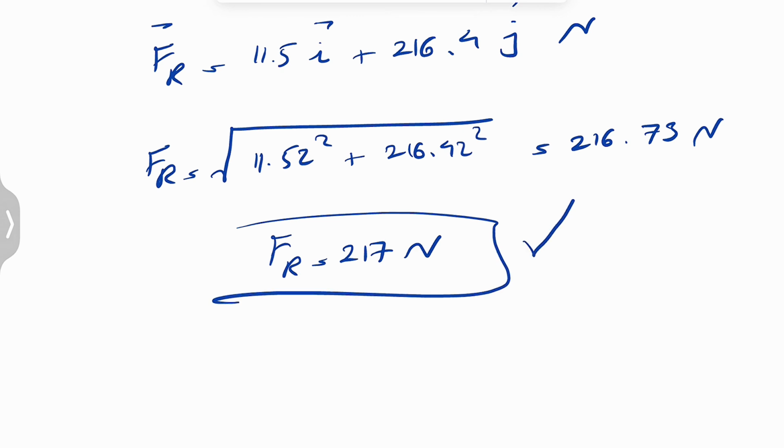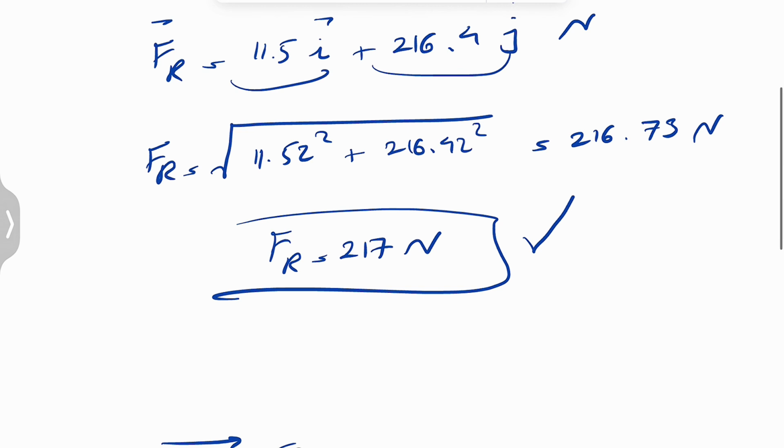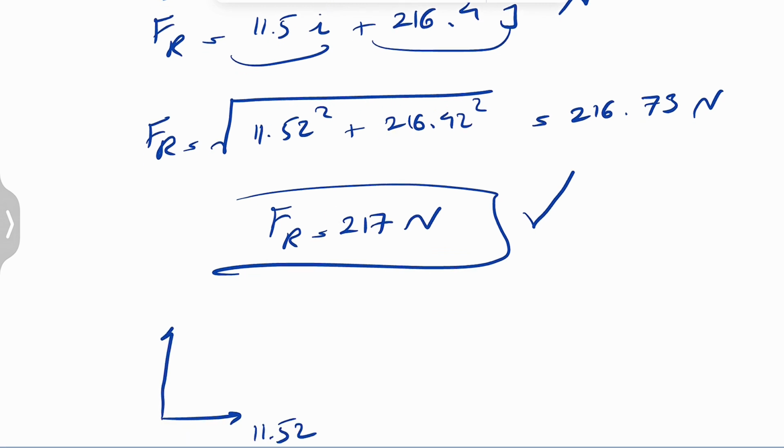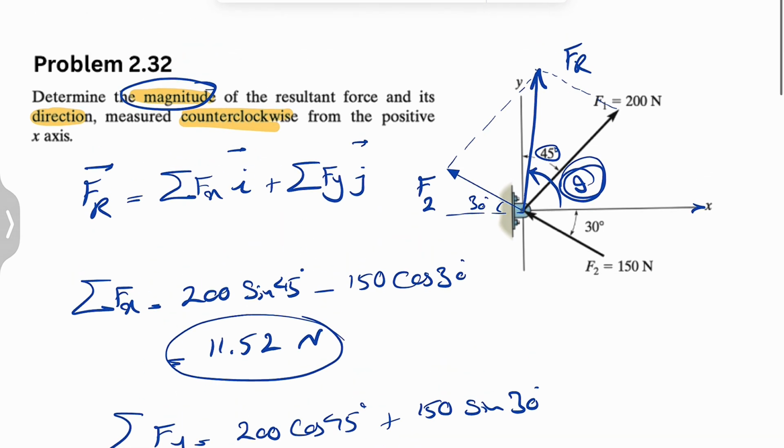And from what we found, our FR had both positive components for x and y. So basically our FR has the x component of 11.52, let's just be as accurate as possible, and the y component is also positive, and this is going to be our FR. And what we're looking for is the angle theta, which we defined at the beginning. So we're looking for this angle, which is the angle counterclockwise from the x axis.